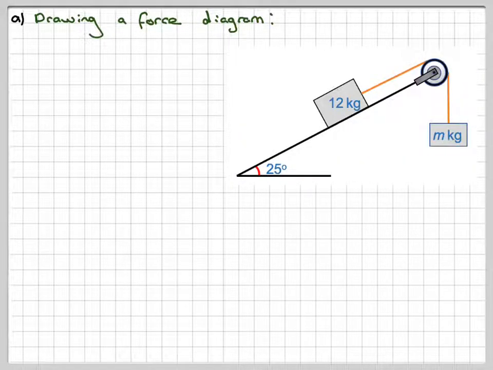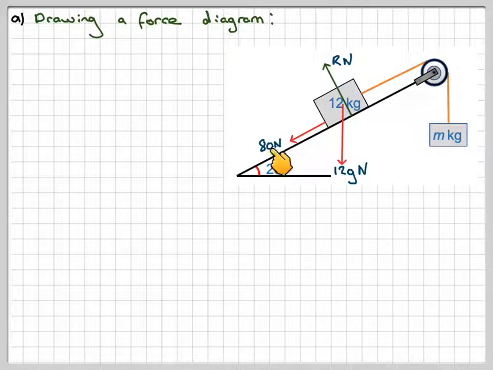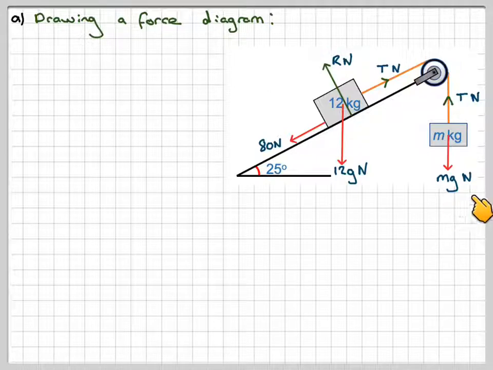So the forces acting on the 12 kilogram block will be the weight, which is 12g newtons acting downwards. We will have a normal reaction to the block acting with the plane. We have an 80 Newton frictional force because as the block is going to move up the plane, the friction opposes the motion. And we have a tension in the rope. Now the same tension in the rope will be here as well. And we have the weight of the block, mg newtons acting down.